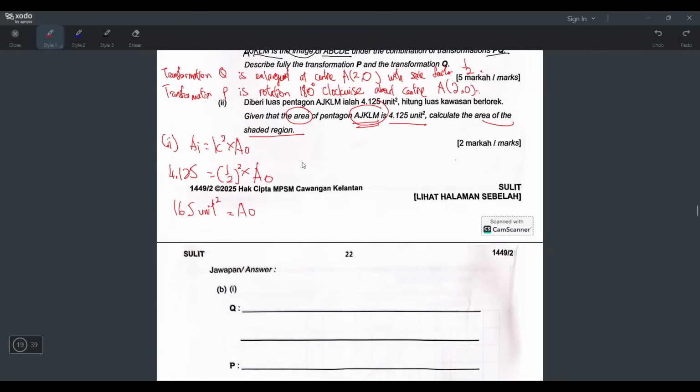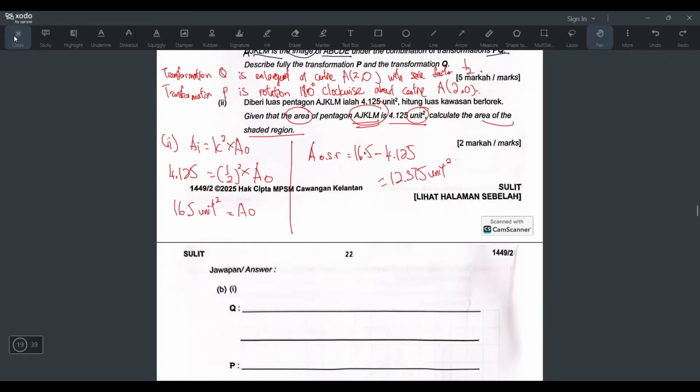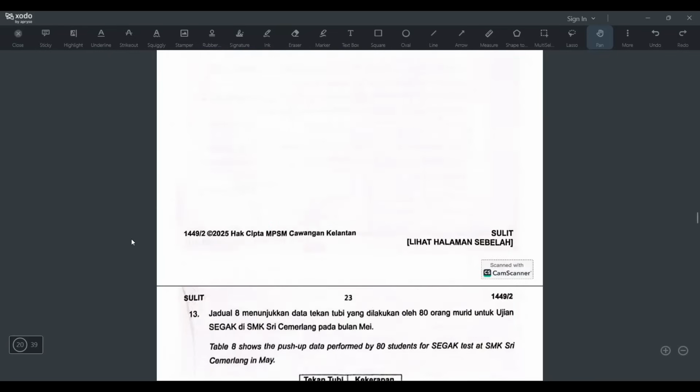That means the area of the shaded region will be 16.5, which is the area for the whole object, minus the I1. But I1 and I2 have the same area, 4.125. So now just minus and you'll get the answer. Okay, 12.375. And the unit we will follow back what they gave here. Unit square. If here they give cm then you follow cm. If they give m you follow m. Okay. Alright, that's all. Done.